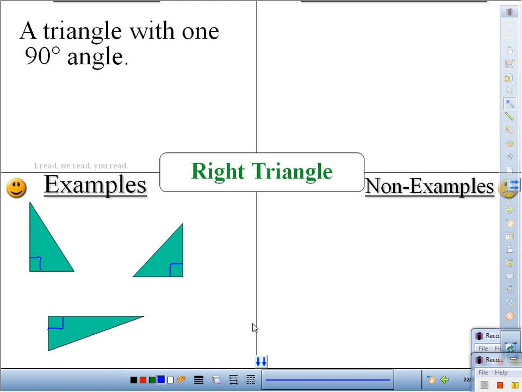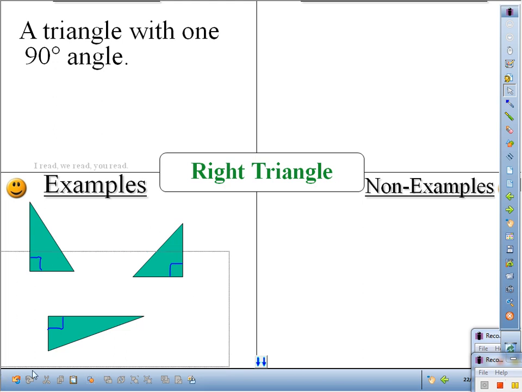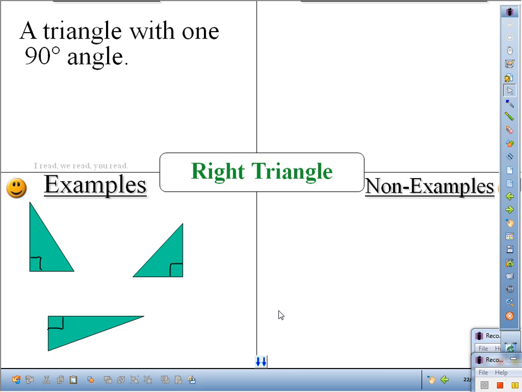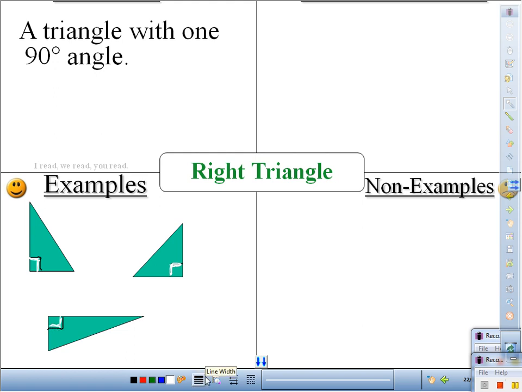Well, you can't really tell on the... Let me change the font. No? No. Oh my goodness. Is that better? Yeah. There it is. Those are right angles. All right.